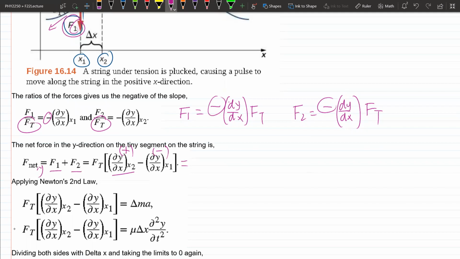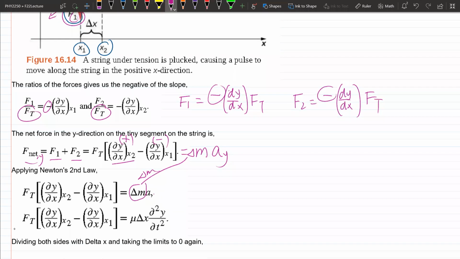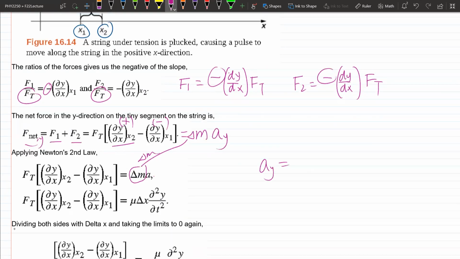Okay. But the cool thing about this is that if you have the net force on something, that always tells you the mass and the acceleration of that something, right? The mass here is just a little segment, delta m. I probably should have just written delta m up here, okay? The acceleration, of course, is always going to be the second derivative of whatever that variable is.